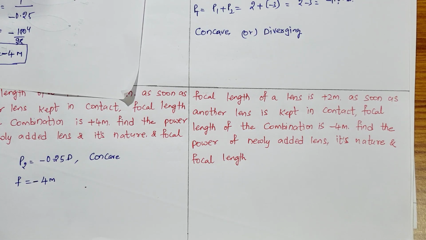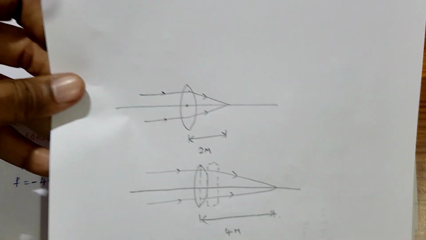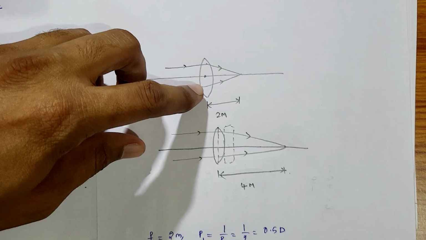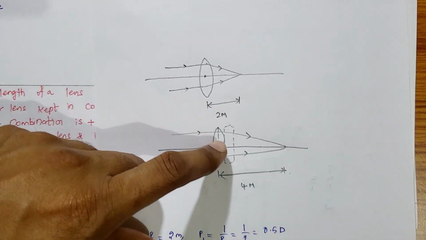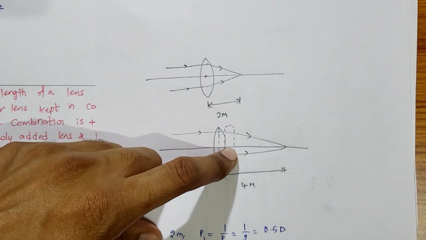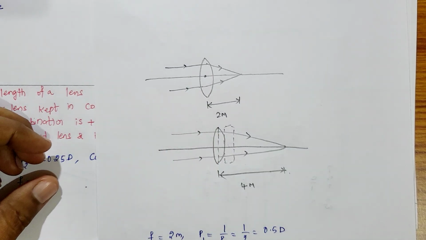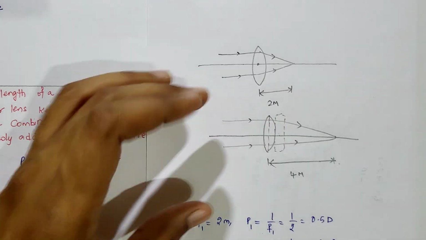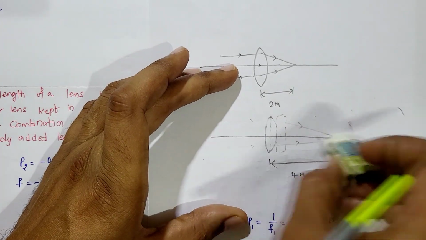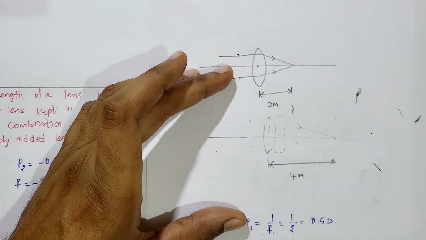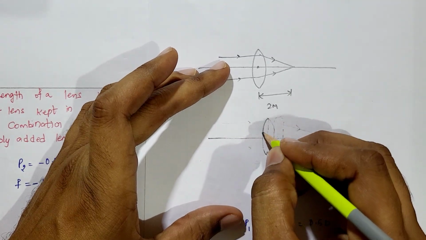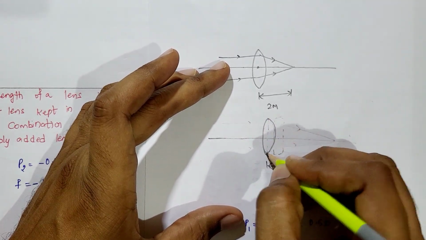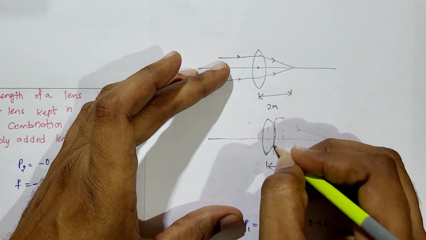As soon as another lens is kept in contact, focal length of the lens has become minus 4 meters. See what happened here. Initially focal length of the lens is plus 2 meters, right? As soon as we kept one lens here, the focal length has become minus 4 meters. Minus 4 meters means what? This is the first lens, this is already there. Okay? For this lens we have added one more lens now.